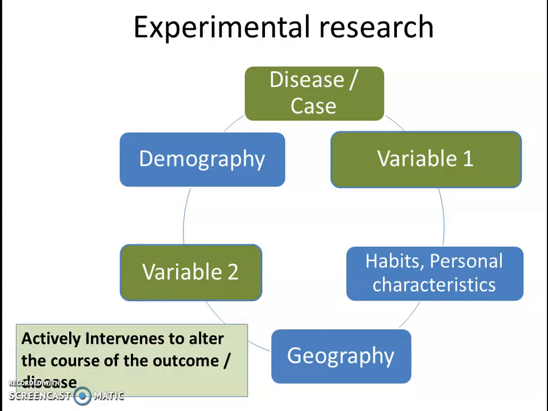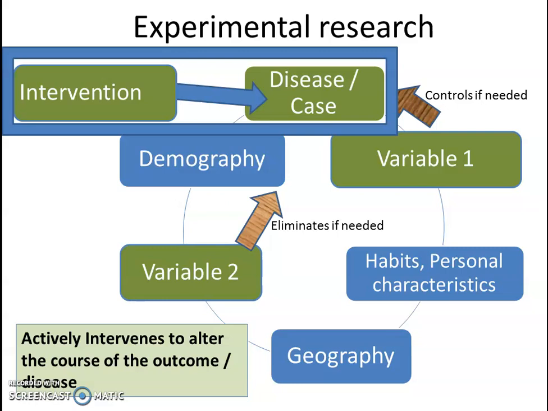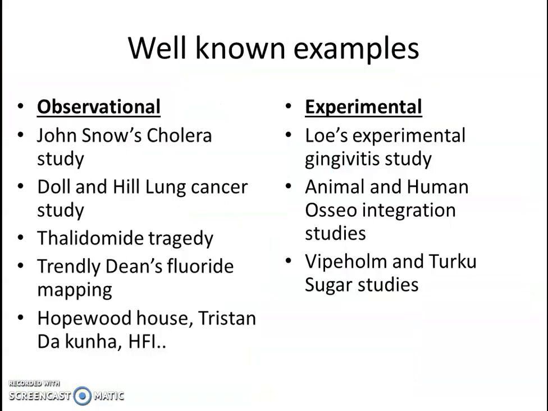But in experimental research, what we do is we actively control something, intervene on something, introduce something and see the influence of that introduction on the disease. That introduction is usually a chemical or a therapy or a drug or a procedure. Sometimes we control that particular factor, sometimes we eliminate that particular factor. That also we could do in an experimental research.